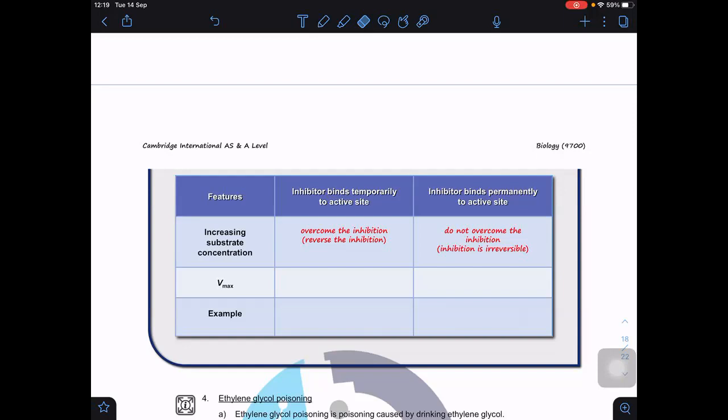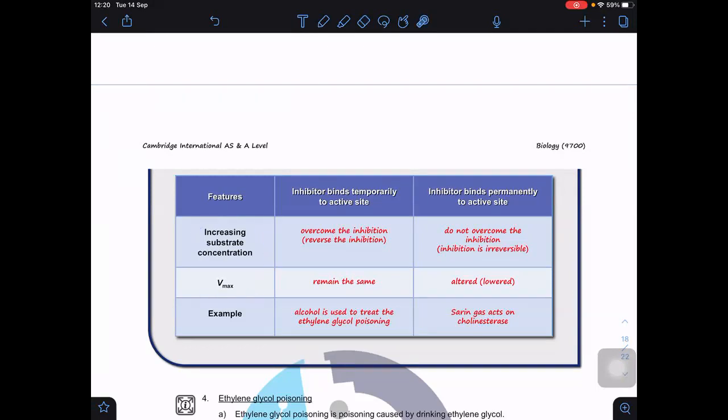Vmax, because you can overcome the inhibition, Vmax can now be achieved. The original Vmax remains the same, but if it inhibits permanently, the Vmax actually becomes lower. For example, alcohol is used to treat ethylene glycol poisoning. For the inhibitor that binds permanently to the active sites, we have the sarin gas that acts on the cholinesterase or acetylcholinesterase.